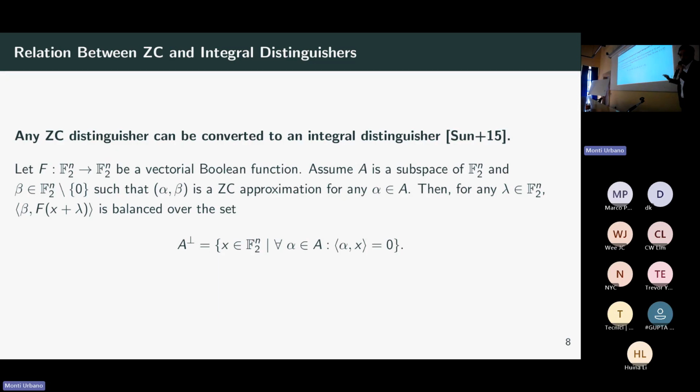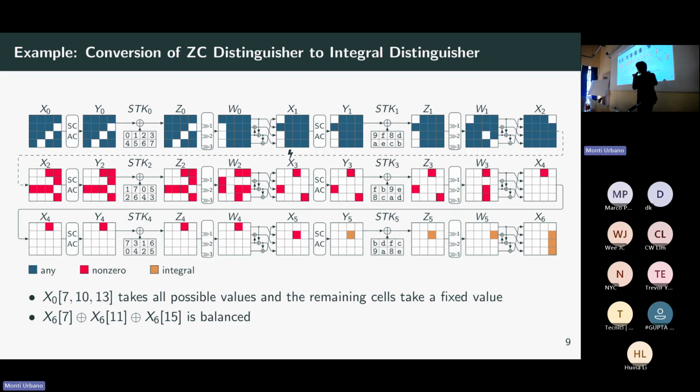You don't have to read this theorem. It essentially says any zero correlation distinguisher can be converted to an integral distinguisher. But I will tell you how with a simple example. This shape represents a 6-round zero correlation distinguisher for SKINNY. In my slides, the orange represents a fixed linear mask, red represents any non-zero, and blue represents essentially unknown or a completely free variable. So we have 3 activeness patterns: fixed, any non-zero, and completely free or unknown.